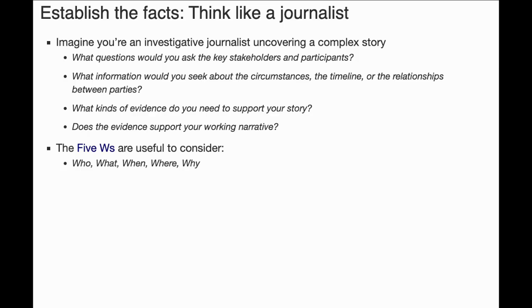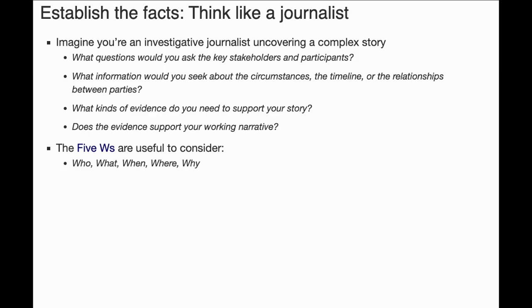Think about how journalists interview people. They don't just ask what happened, they ask specific questions. What information would you seek about the circumstances, the timeline, or the relationships between parties? What kinds of evidence do you need to support your story? You need hard evidence. This is basic journalistic integrity. You don't publish something just because someone told you it's true. Journalists corroborate their sources and verify claims. In troubleshooting, this means don't just rely on someone saying that it's slow. Get metrics, timestamps, and actual data to back up the story.